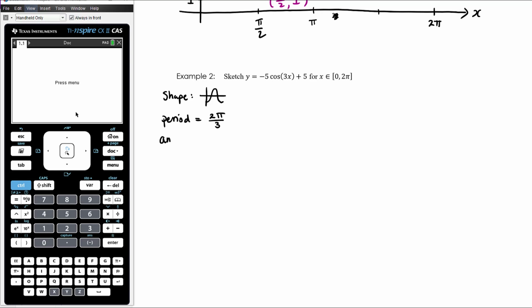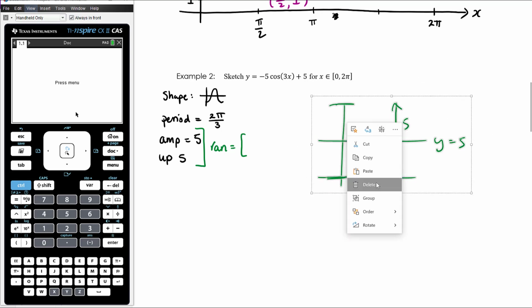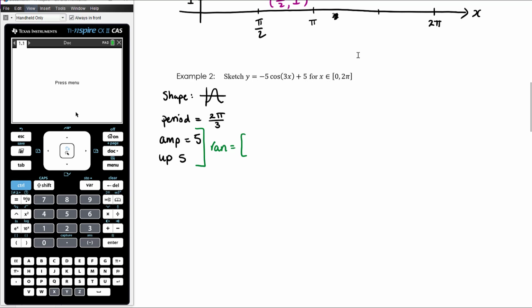We've got that our amplitude is 5, and we are translating up by 5. Okay, so these two things go together to enable us to think about range. So the range of the function, if we're translating up by 5, so y equals 5, and the amplitude is 5, then the range will go from 0 up to 10. Just delete those rough sketches. So translating up by 5 gives us our average y value, and then we oscillate from 5 below 5 to 5 above 5, so that is 0 to 10.